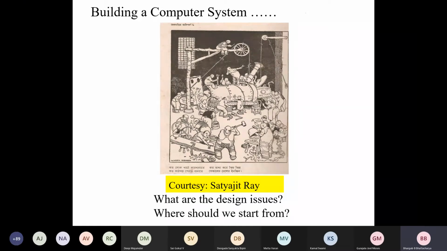So what are the design issues? What are the factors you need to consider? And first of all, from where should you start? How would you decompose the problem into smaller components so that you can solve them one by one? So these are the issues you need to consider when you are given the task of designing a very complex machine like a processor.